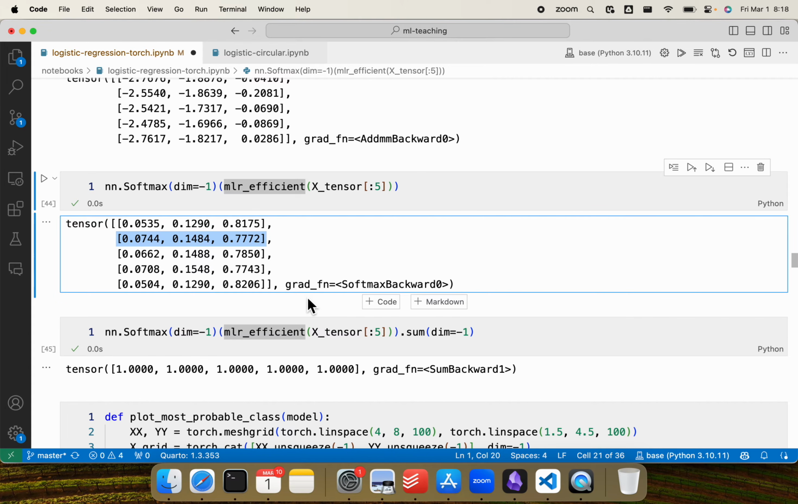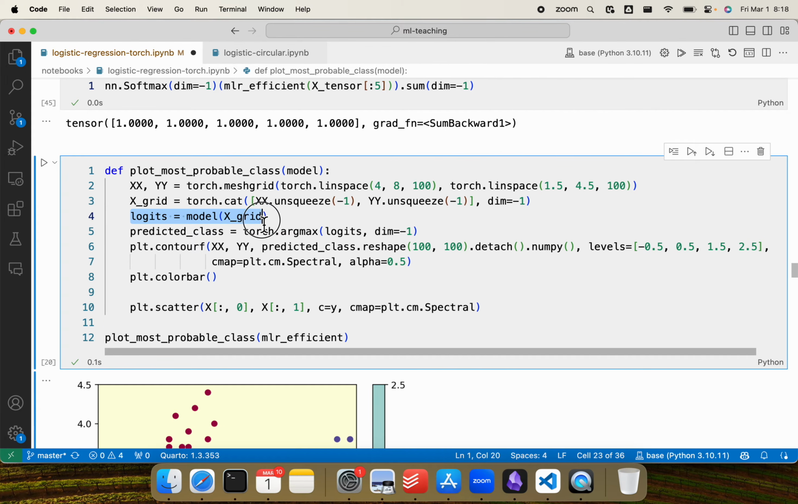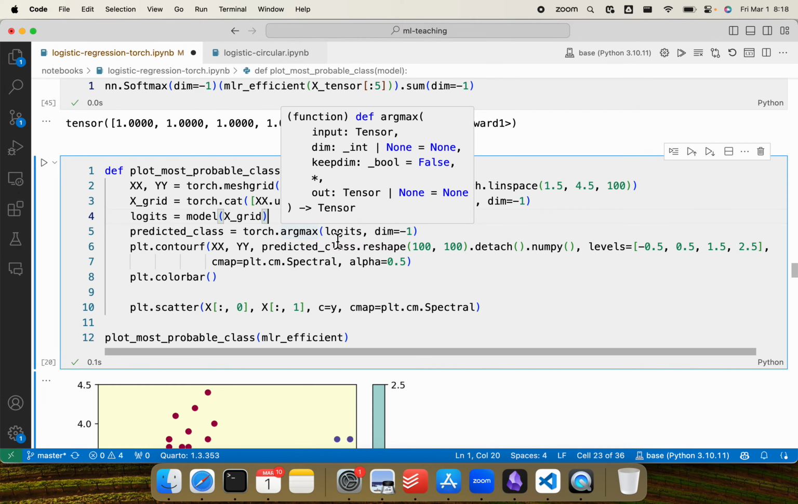As I've mentioned many times, I think it's always a good idea to predict from an untrained model and see how your model improves once you train it. So this is some code for predicting the most probable class. You get the logits via the model, and then you do the argmax over the logits.